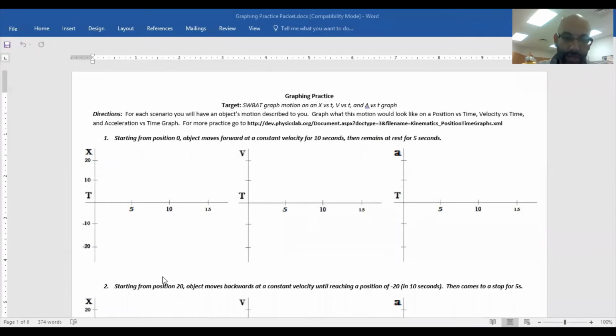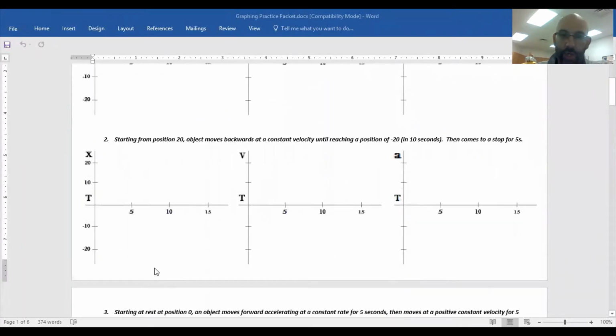All right, so let's look down. Now we got number 2. All right, starting from position 20, an object moves backwards with a constant velocity until they reach a position of -20 in 10 seconds. So they start at 20. They get all the way to -20, and it takes them 10 seconds. And again, it's a constant velocity, right? Which means we have a slope, and the slope is constant in a position time graph.